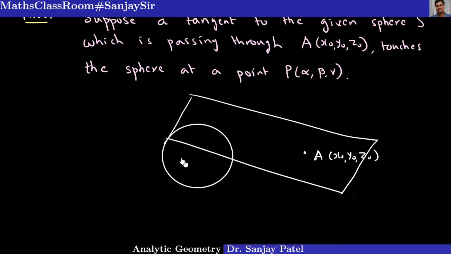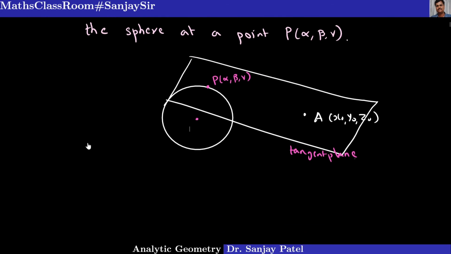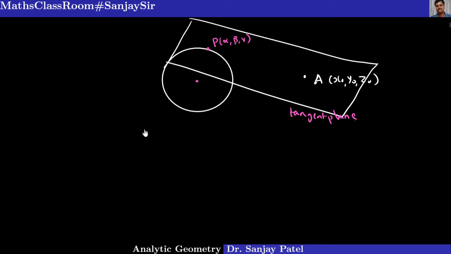Fine. And this tangent plane is touching the sphere at some point P(alpha, beta, gamma). So this P is a point of contact. And remember, this is a tangent plane to the sphere. For a sphere in the form x square plus y square plus z square plus 2ux and so on, we know the equation of the tangent plane at any point (alpha, beta, gamma) on it.